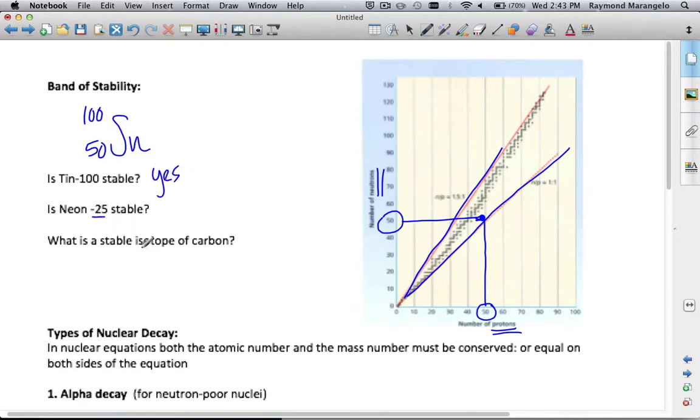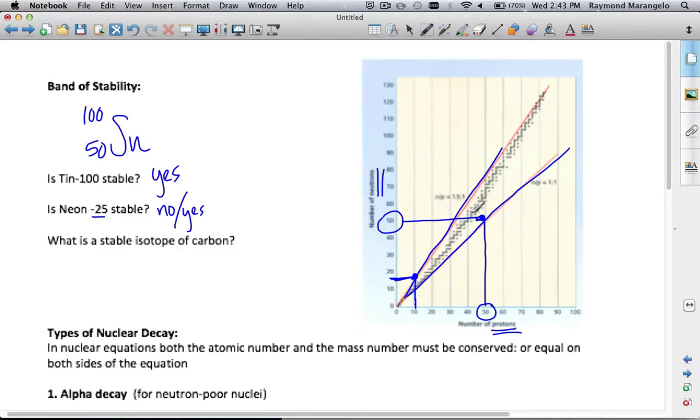If you look at neon 25, neon 25 has 10 protons, and therefore it would have 15 neutrons. And you're looking, you're like, well, it's kind of darn close to being outside the band of stability, like if we drew a dot there. So we could say, no, but it's hard to tell with this graph. You have to zoom in closer and see.